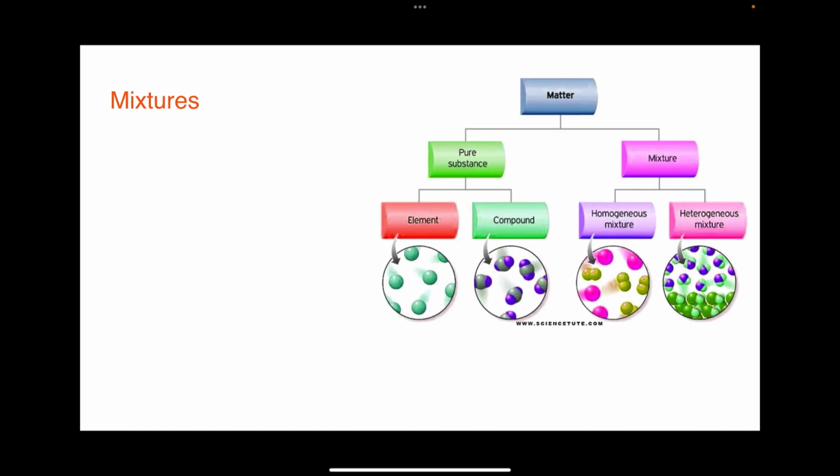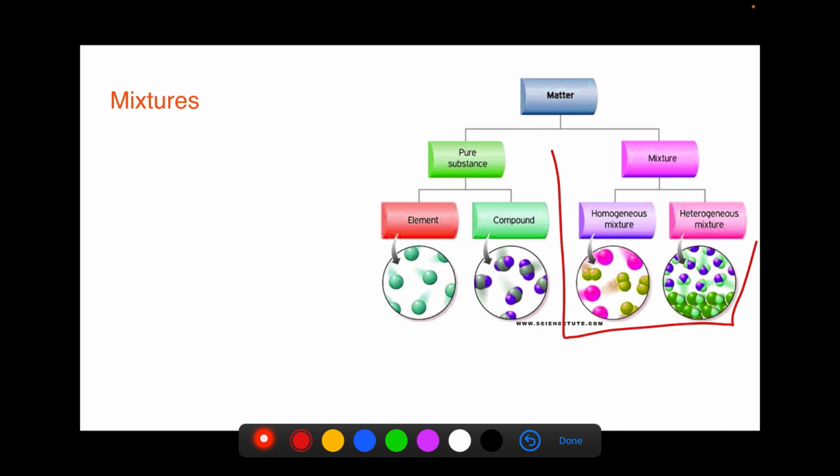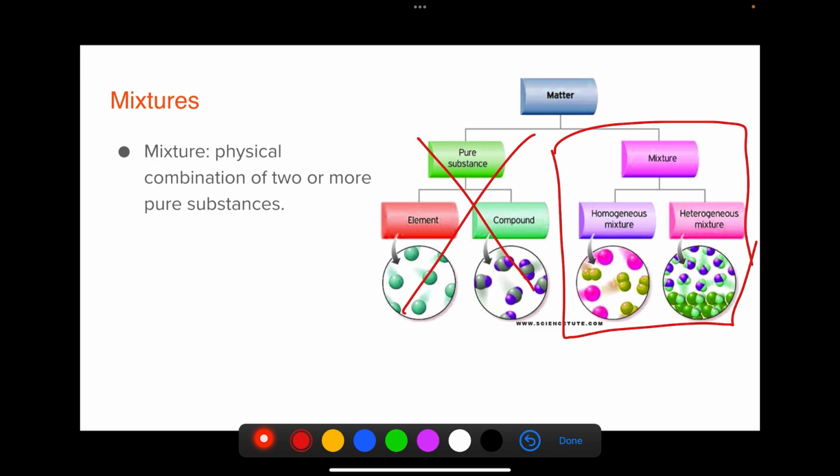So looking again at our organization of matter chart, we've now moved on to this side, right? So we're no longer interested in pure substances, we're now looking at mixtures. Mixtures are a physical combination of two or more pure substances. So notice in these two examples here we've got an element, which is a pure substance, mixed with a molecule, which is a pure substance, but they are physically combined, not chemically combined. They're not bonded together. Again, here we have one molecular compound and a different molecular compound, and they are physically mixed, not chemically combined.